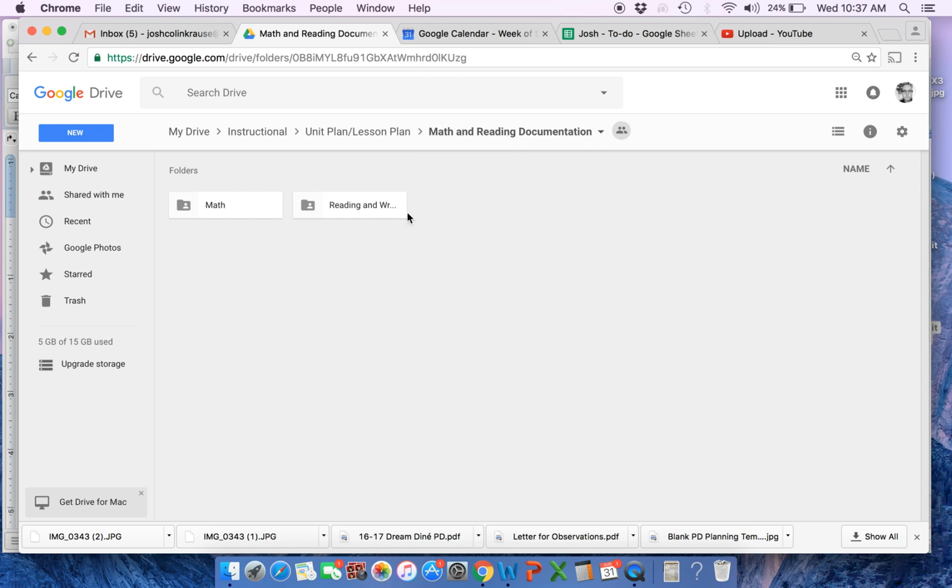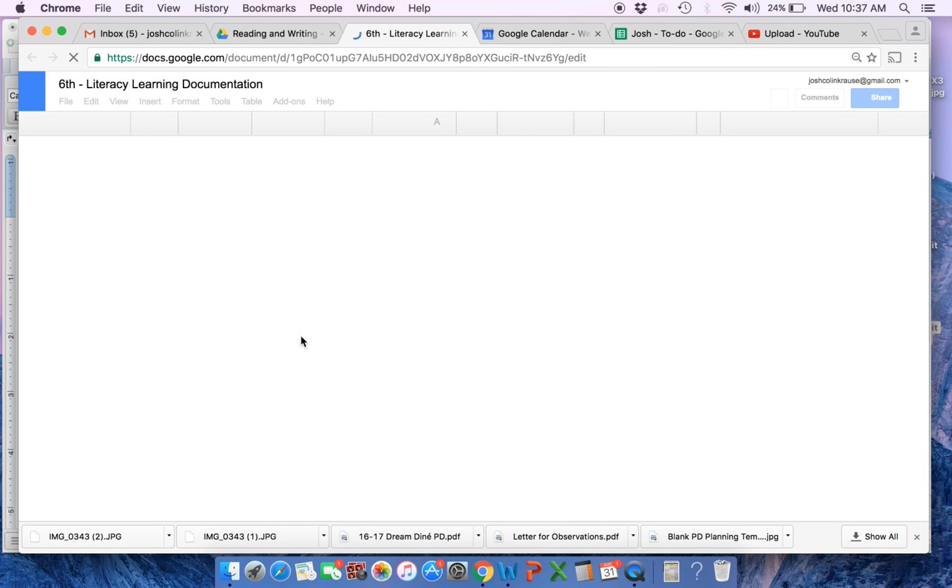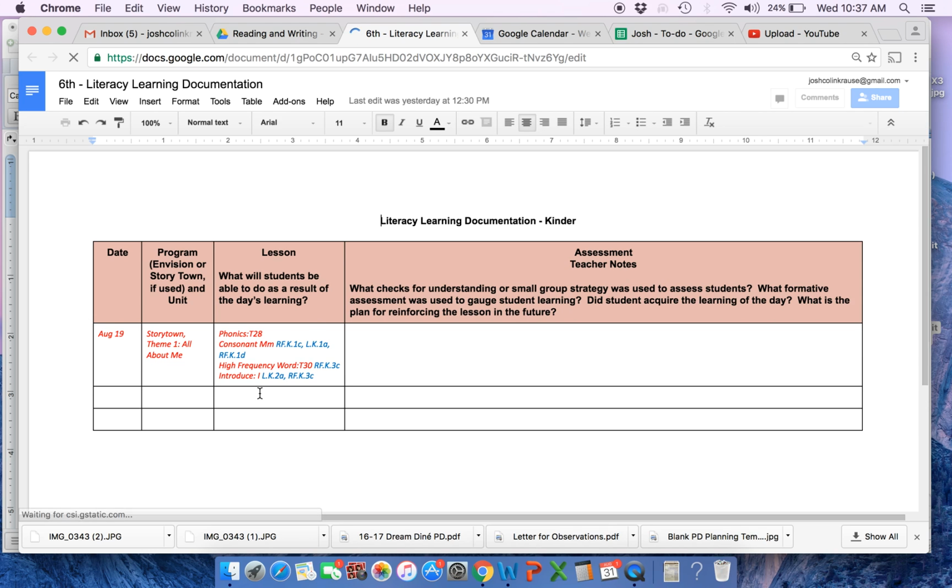The documentation for reading is the same, or very similar, I should say. So we can go into 6th grade literacy learning, which Diane would fill out. And very simply, she's going to record the scope and sequence that she's using in the school year. So again, the date, the program, if she uses one, and then the lesson and the standards that she's focusing on, and a simple reflection of what students took away, what checks for understanding she's using. So a very simple form, just to make sure that we're documenting the learning, that we can improve on the learning, and so we're organizing our various resources.